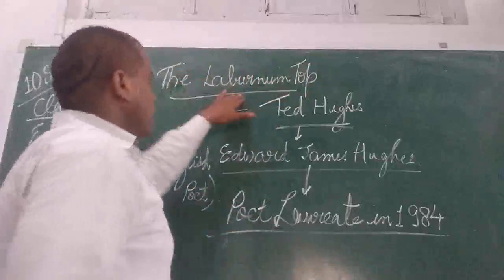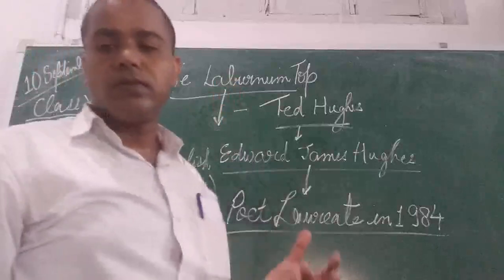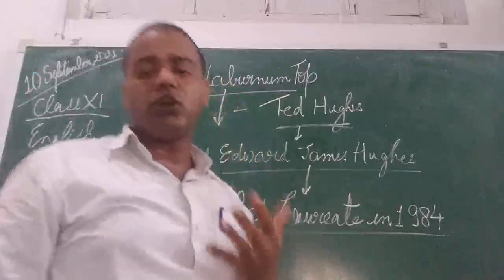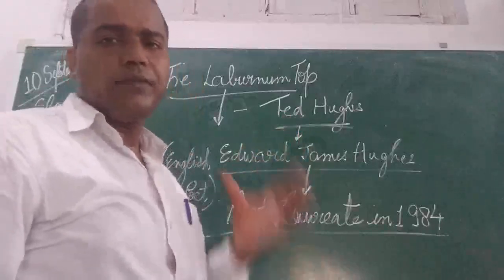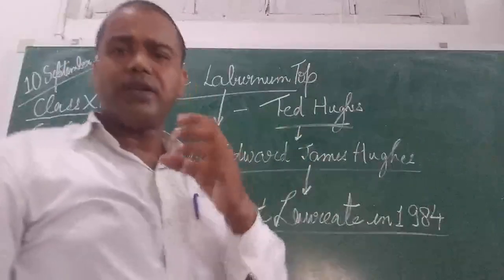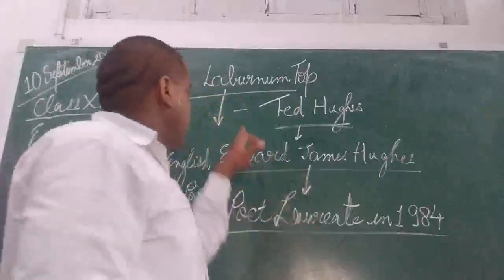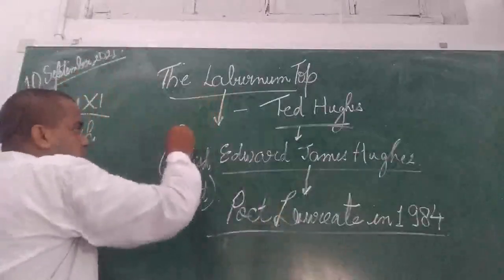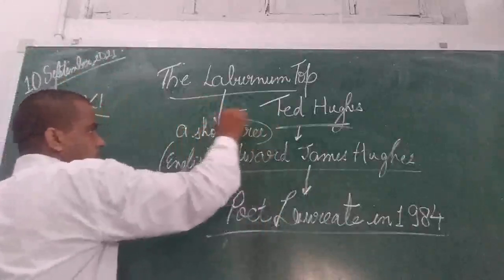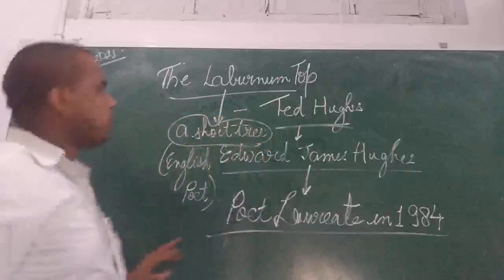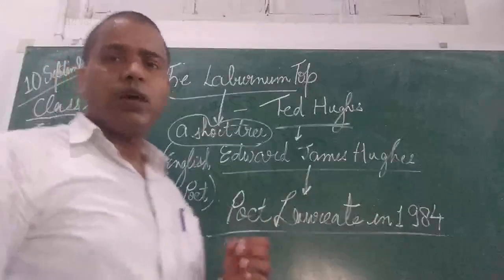Now we come to the poem. The Laburnum Top. This word laburnum is actually a short tree. Laburnum is a short tree with yellow flowers and poisonous seeds. Their seeds are very much poisonous in nature. Laburnum top is actually a short tree with yellow flowers and poisonous seeds.